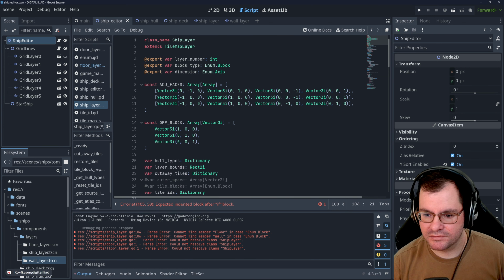This should work for floors. Let's look at walls. That should allow floors to just look at the wall directly above them. And then walls, walls don't care about this unless you're checking below. But you don't care about checking below for hull types. You would only care about checking below for atlas coords. So let's look at this.